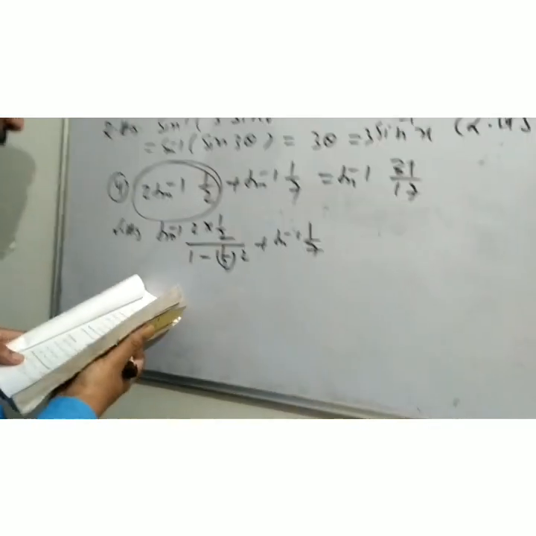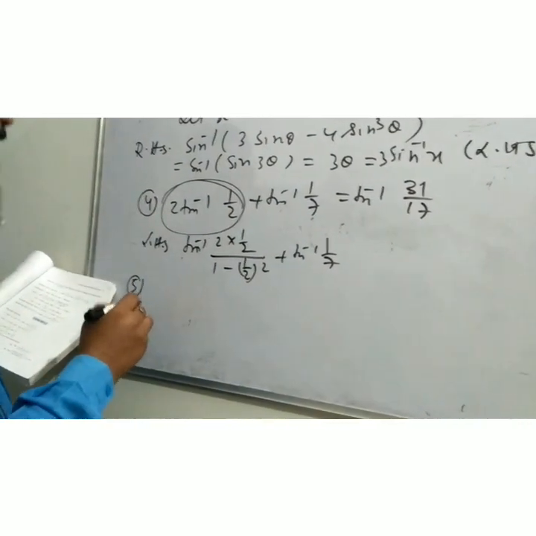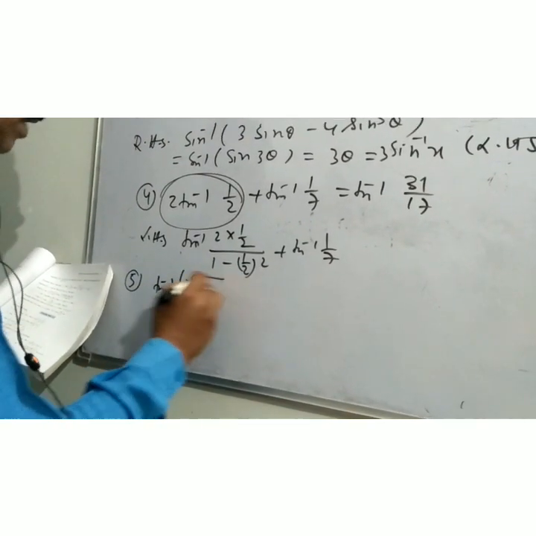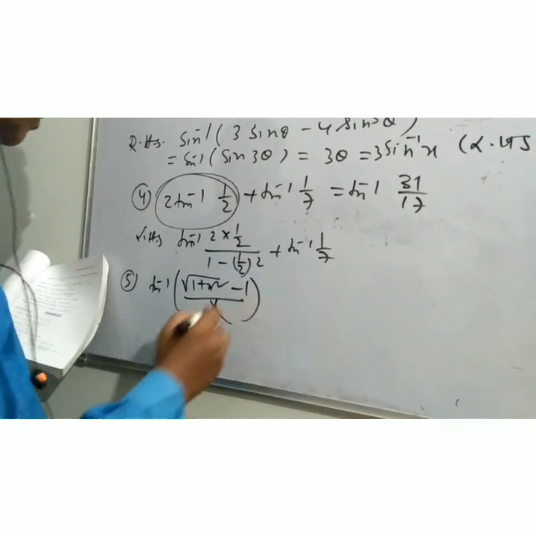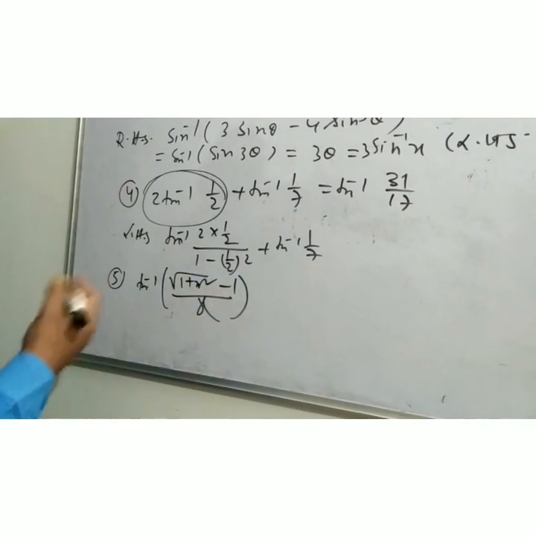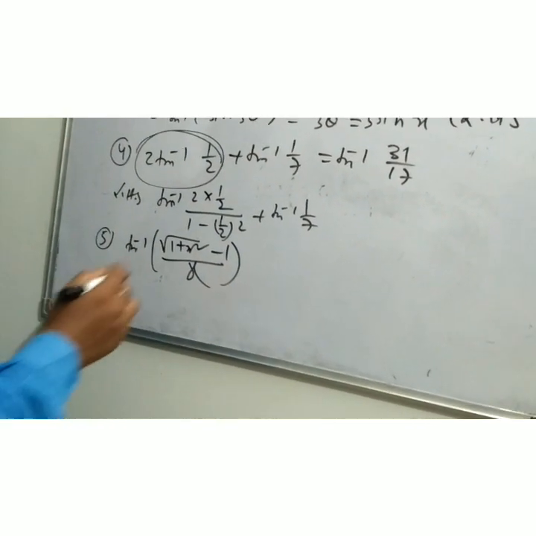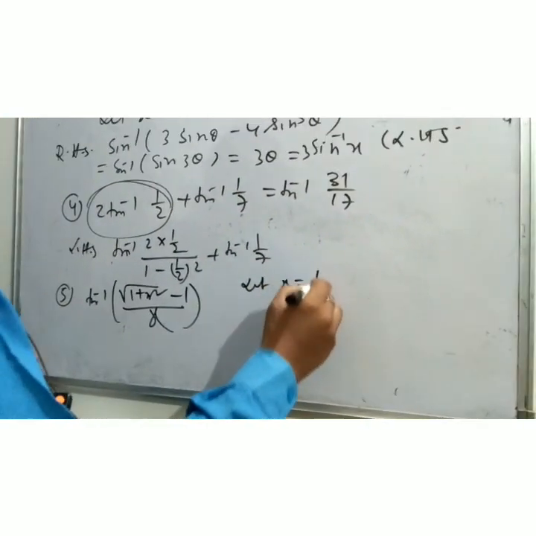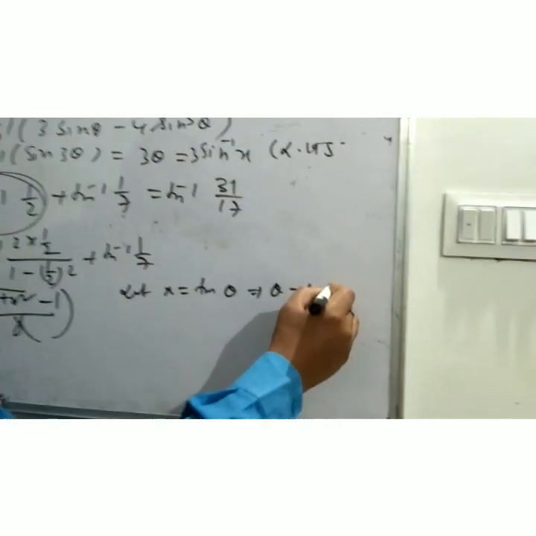Similarly, question number 5, we will solve it to the simplest form. Question number 5: tan inverse of (root over 1 plus x square minus 1) by x. So what term do we have to take to simplify it? Let x be equal to tan theta, so theta is equal to tan inverse x.